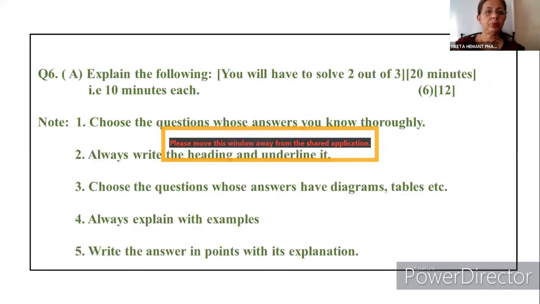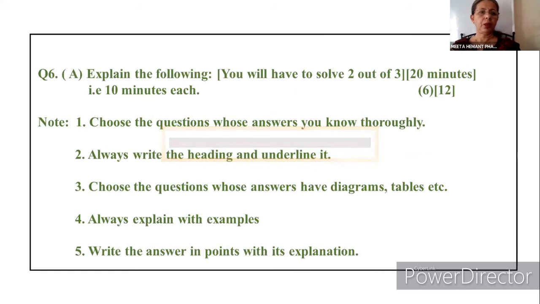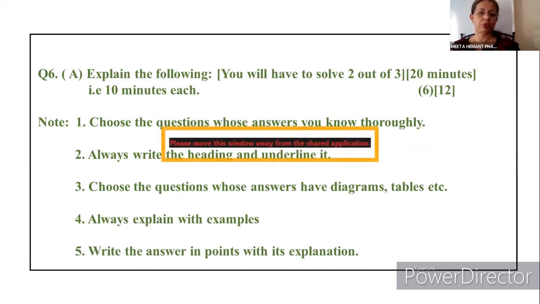Now we come to the next question, number 6A. Explain the following. You will have to solve 2 out of 3. In "explain the following", you will have to choose those questions whose answers you know thoroughly. Secondly, always write the headings and underline the main heading and then start writing.